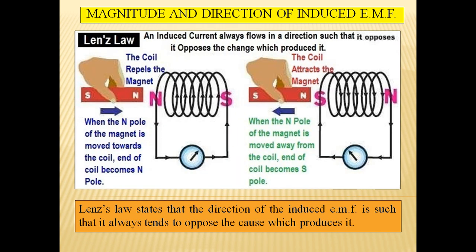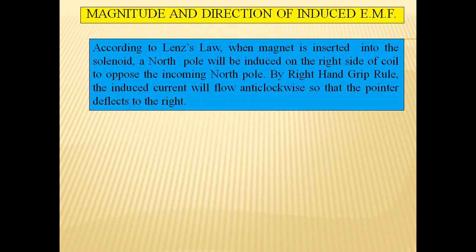Lenz's law states that the direction of the induced EMF is such that it always tends to oppose the cause which produces it, as can be seen from the diagram. When the north pole of the magnet is moved towards the coil, the end of the coil becomes a north pole, and when the north pole of the magnet is moved away from the coil, the end of the coil becomes a south pole. So according to Lenz's law, when the magnet is inserted into the solenoid, a north pole will be induced on the right side of the coil to oppose the incoming north pole.